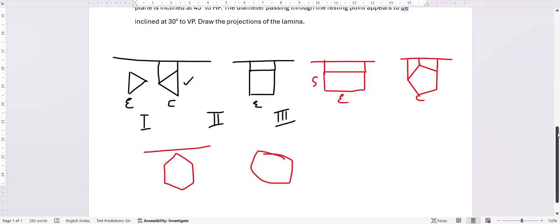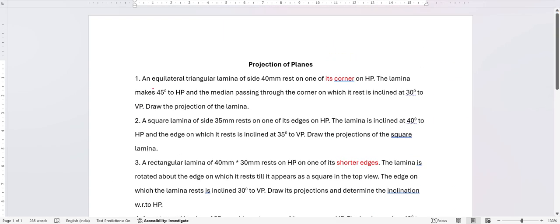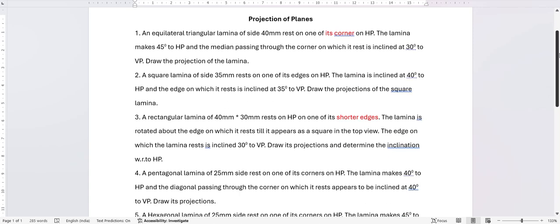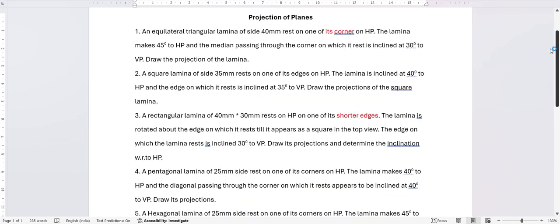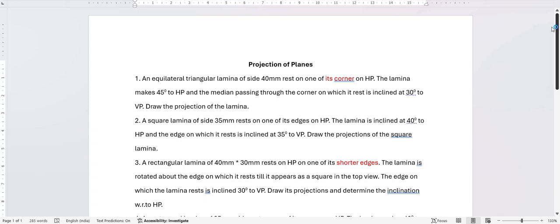Okay, so try to understand. First, find out which kind of lamina it is, and whether it is resting on its corner or edge. Based on that, you need to draw the first position. Now the second position is very simple. That is, you need to incline the lamina by that particular degree. Then your entire problem depends on the first position. If you do the first position wrong, then you are going to make a mistake in each and every step.